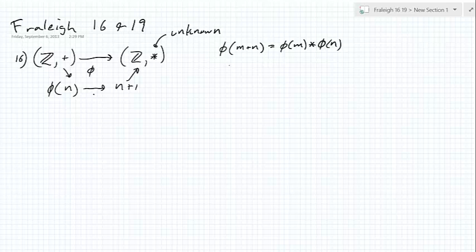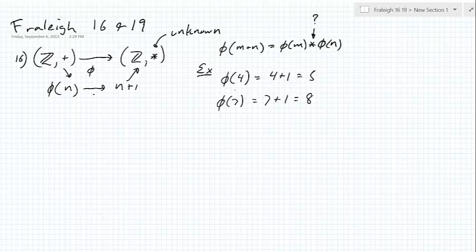So I did this one way in class, but apparently it was not very satisfying. So let me try another tack, and let's just try some examples. We know what the elements of Z look like. We know how to do addition. The only thing we don't know how to do is star. So let's try some numbers. Let's try, very simplistically, phi of 4. Phi of 4 is equal to 4 plus 1, which is 5. And phi of 7 is equal to 7 plus 1, which is 8.